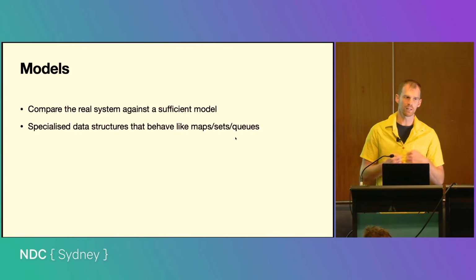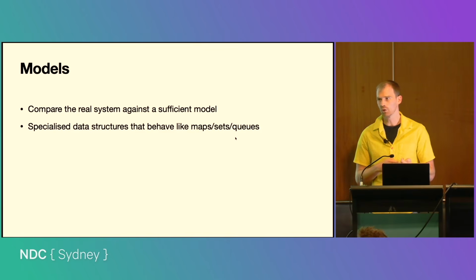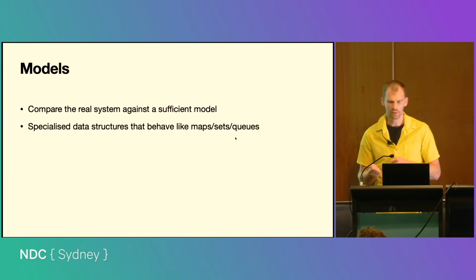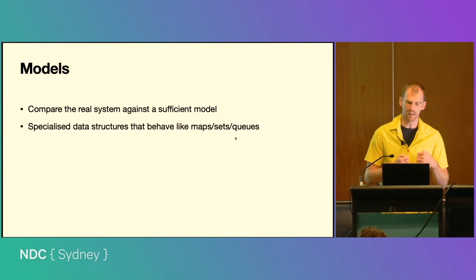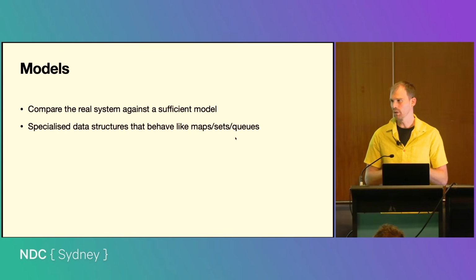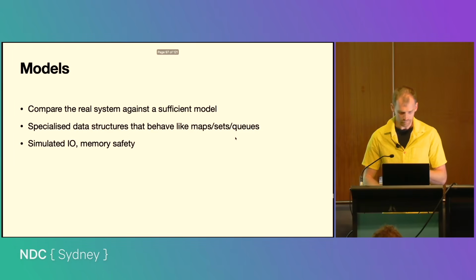So our on-disk key value store, for instance, is a map, except it is also on disk. And so we can compare various operations on it against what we do with an in-memory map and then make sure that we get the same result.